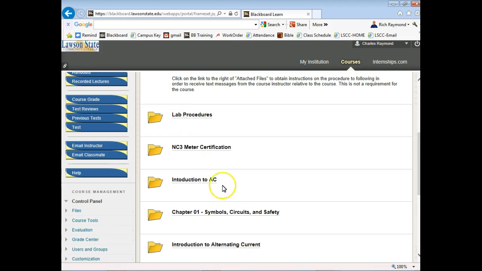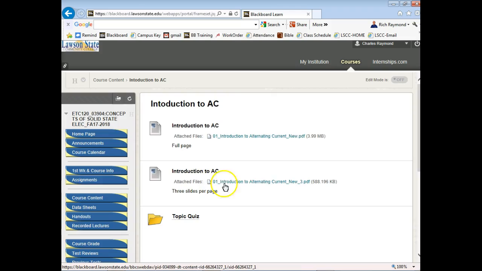So this is the course content. Inside each one of these would be everything you need for this topic. So if I go to Introduction to AC, these are the PowerPoints I use. And every topic has a quiz. And by George, this is good to study for the test, right? I understand. If you can do the topic quizzes, it means you understand the topic. And if you understand the topic, then you'll do good on the test. Or usually. Unless you cheat.